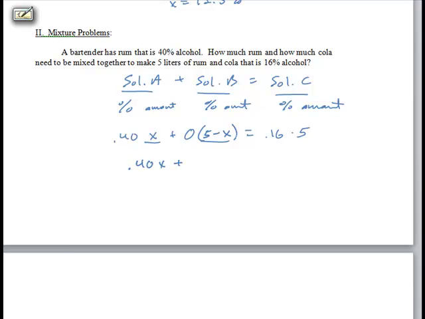0.40x plus, well, 0 times anything is just 0, equal to 0.16 times 5 is 0.8. Solve the remaining equation. X works out to be 2. So not forgetting what we set x equal to in the problem, x was the amount of rum. So we had 2 liters of rum, which means we would need 3 liters of cola for a total of 5 liters.